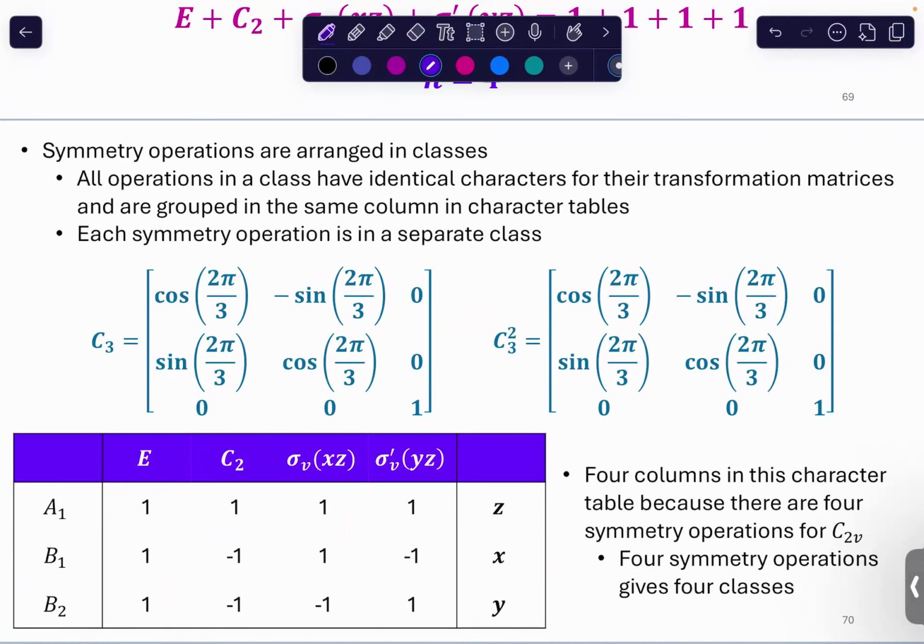Symmetry operations are arranged in classes. So all operations in a class have identical characters for their transformation matrices. So we talked about that. Like your sigma v's are all going to be the same. And a class like C3, you have the same rotation matrix. It doesn't matter how many times you do it. Your first C3 is that matrix, your second C3 is that matrix, and so on and so forth. And so the four columns of this represent the symmetry operations. Therefore, C2V has 4 classes of symmetry.